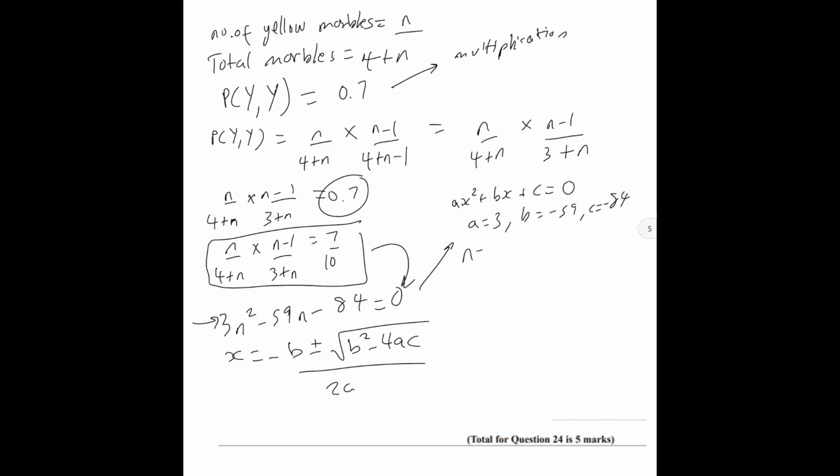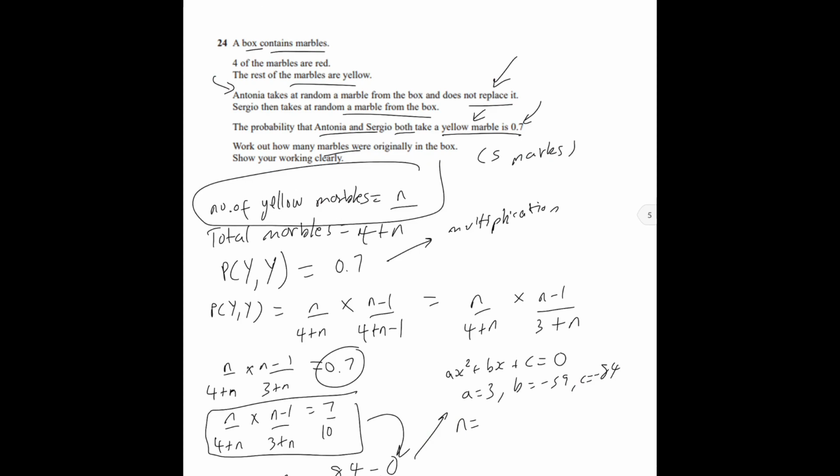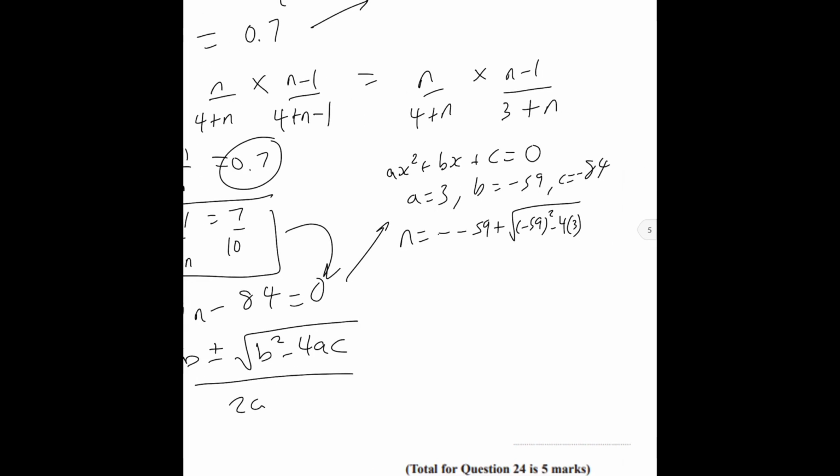Now put that in your quadratic formula. Instead of x, we're just going to call it n, because we have put the number of yellow marbles as n. So instead of x, just put n. And simplifying it, you should be getting two forms. That is minus 59 plus square root of (minus 59) squared minus 4 times 3 times (minus 84), all divided by 2 times 3. This should be giving your value as 21.